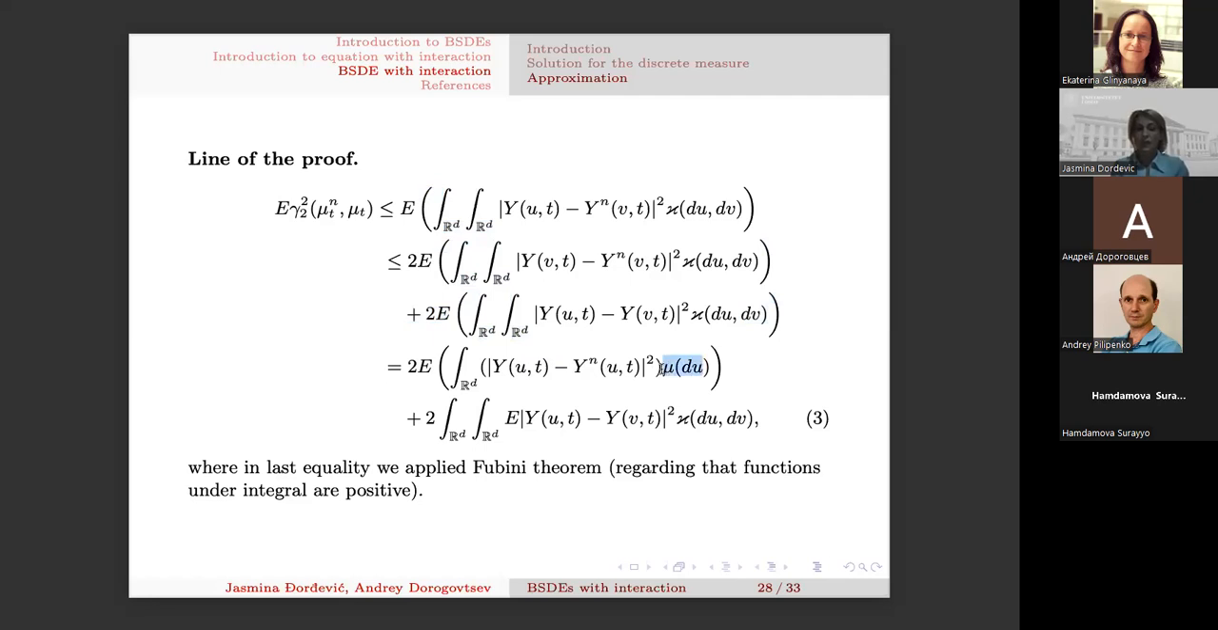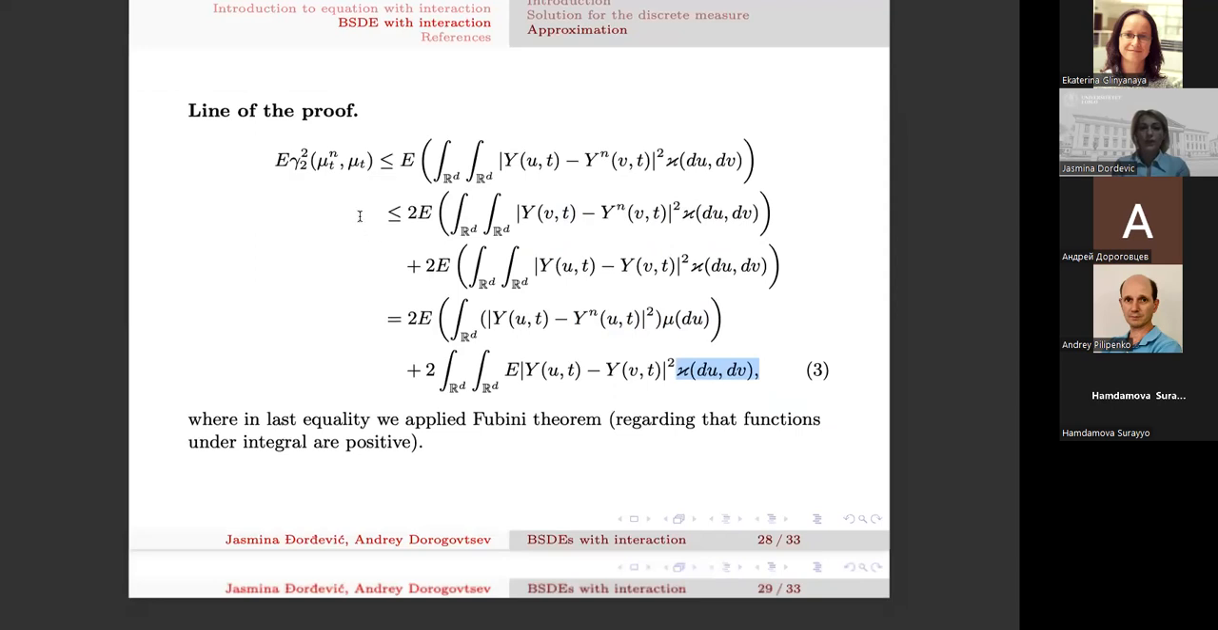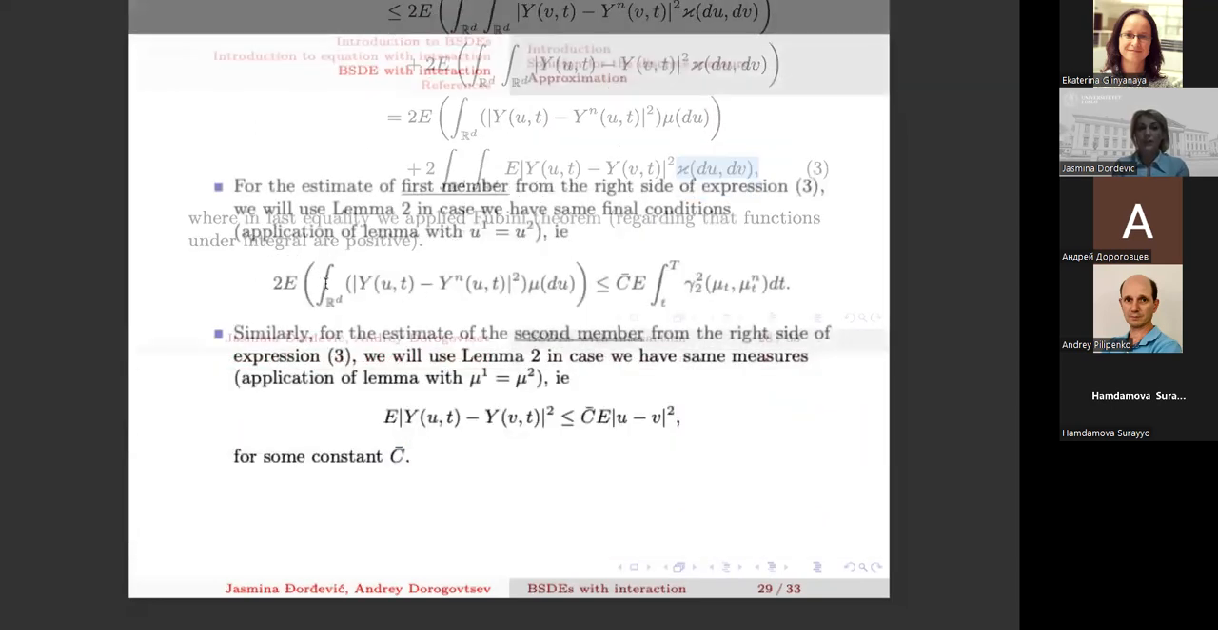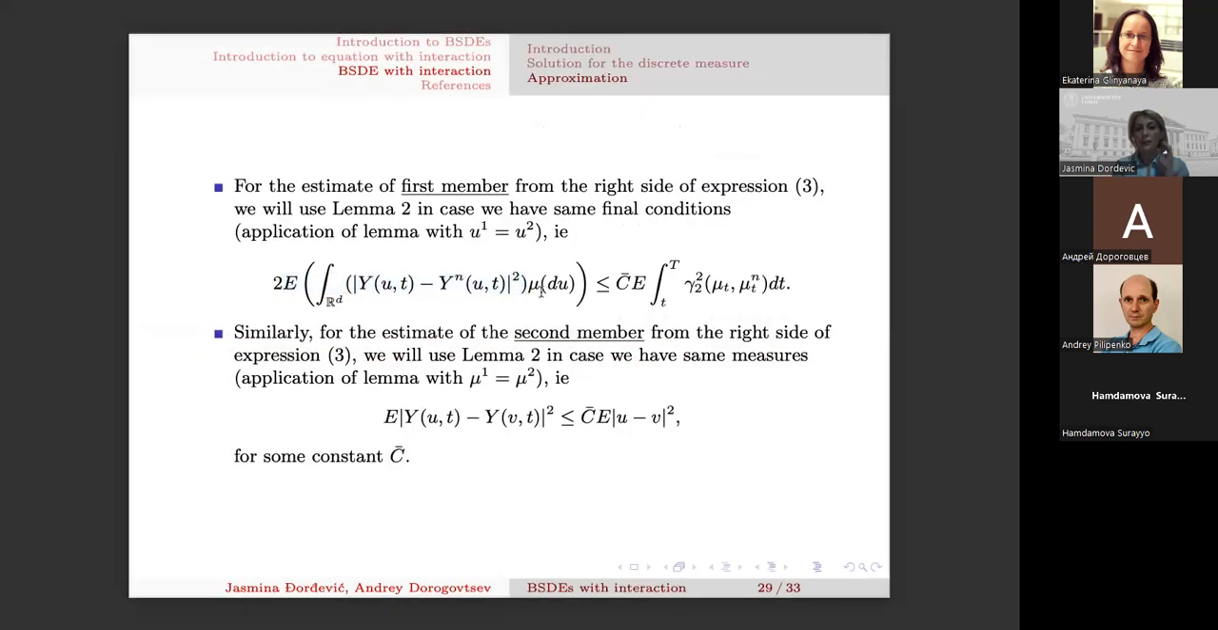Yes, so that's why we passed here to mu, because we don't have any dependence here on another measure. This is for the first member. For the second member, we still have a full dependence on U and V, so we are still having kappa here. We will estimate both of those members on the right-hand side separately. For both of them we will use this stability result, but in the first member, where we pass to measure mu, the final condition is actually the same. From that regularity inequality, or stability, the first member on the right-hand side vanishes, so we only have this Wasserstein distance of order 2 on the right-hand side.